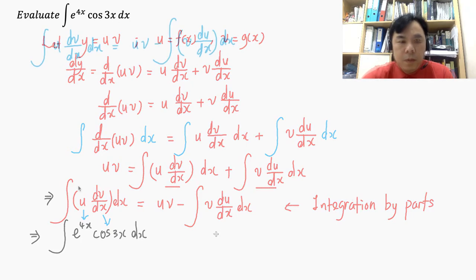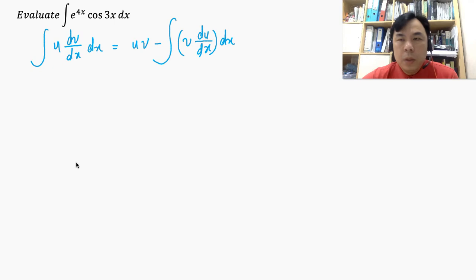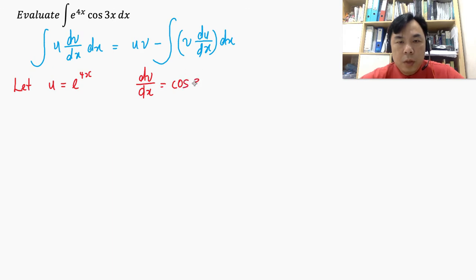All right, here we are. This is our integration by parts formula. You can see that one more time. How are we going to make use of this formula to obtain our indefinite integrals here? So first step, we're going to let u equal e to the power 4x, and dv dx equal cosine 3x. All right, I hope that's clear.